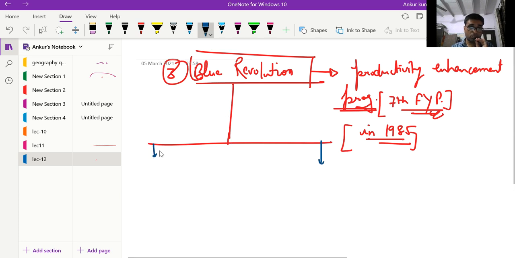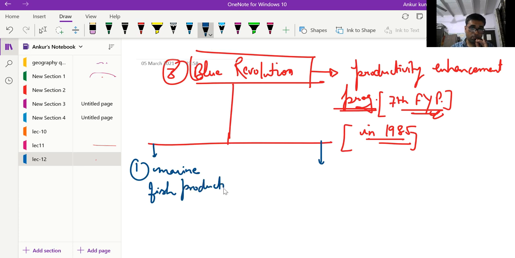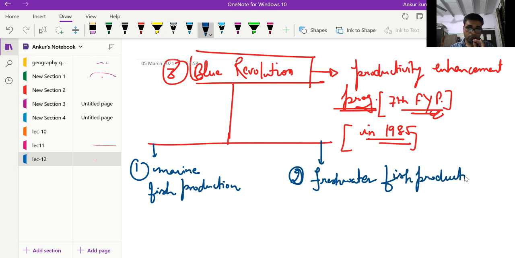And it had two components, although let us list both the components here. The component number one was the marine fishery, or the marine fish production. Let us write in this manner: marine fish production. And the second component was the freshwater fish production. So these were the two components of the program.